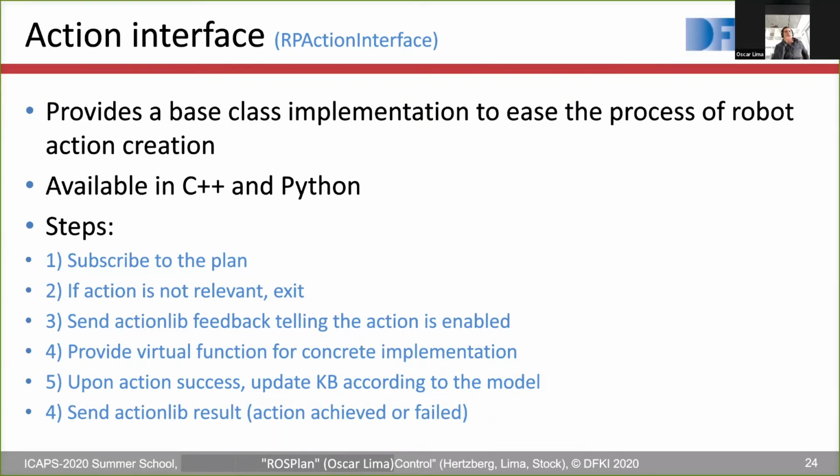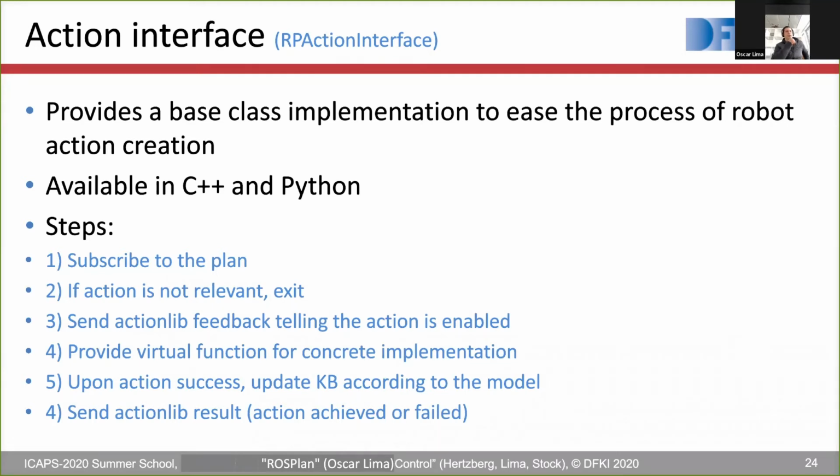And then this action interface will do some things for you automatically. First, it will subscribe to the plan. And if the action is relevant, then it will proceed. If not, then it will exit and do nothing. Next, it will automatically handle the actionlib feedback for you, so you don't need to code this part in actionlib. And it will basically tell actionlib feedback that the action is enabled.